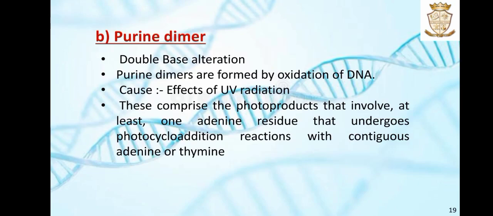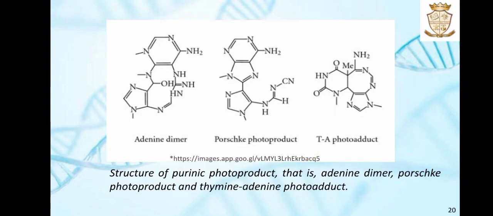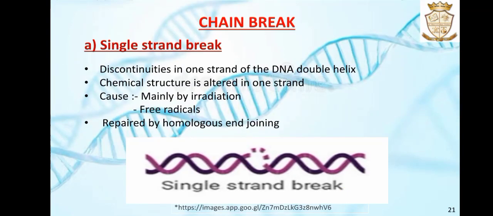The second one is purine dimer. It is also a double base alteration. Purine dimers are formed by oxidation of DNA. Cause: effects of UV radiation. These comprise the photoproducts that involve at least one adenine residue that undergoes photocycloaddition reaction with a contiguous adenine or thymine. Structure of purinic photoproducts, that is adenine dimer, and thymine adenine photoadduct.